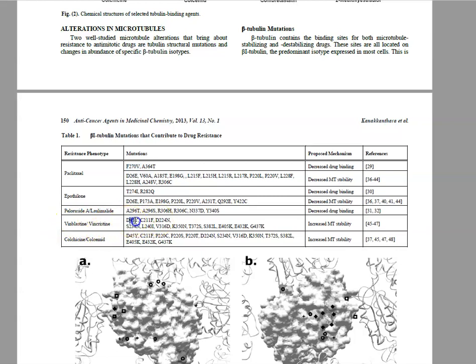The 45 is the amino acid of the beta-1 tubulin, D and Y are the amino acids. The first one is what the amino acid used to be before the mutation, and the Y is what the amino acid is after the mutation. You see that this one confers resistance to both vinblastine and colchicine. You can see other mutations also confer resistance to both drugs, and this is likely due to increased microtubule stability.